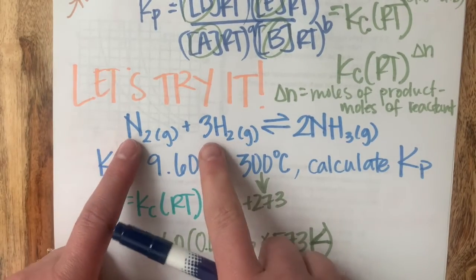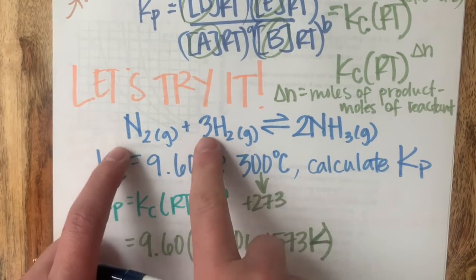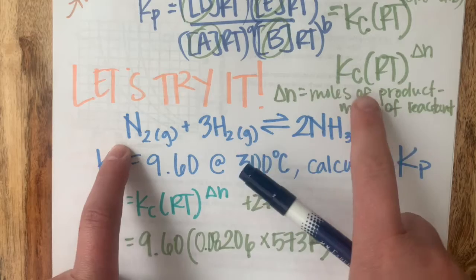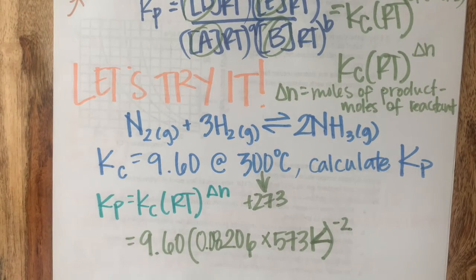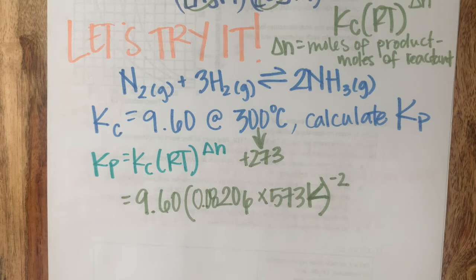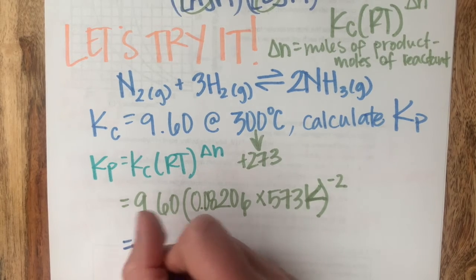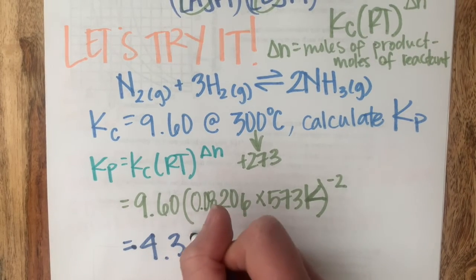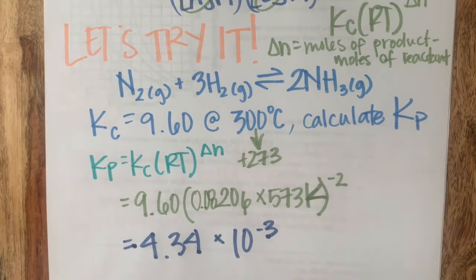So how many moles of product do we have? 2 moles, right? How many moles of reactant do we have? 4. So 2 minus 4 is -2. Okay, so we did that problem there. Let's calculate it. Go ahead and get a number. Okay, so I got that it is going to be equal to 4.34 times 10 to the -3rd.